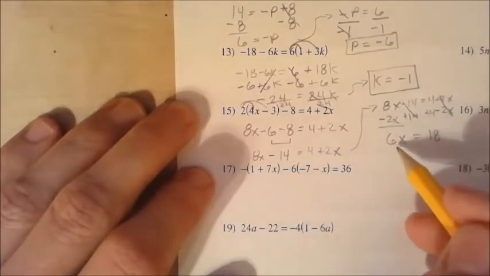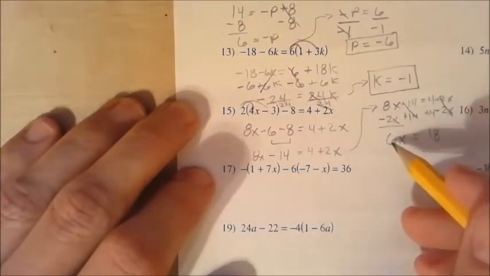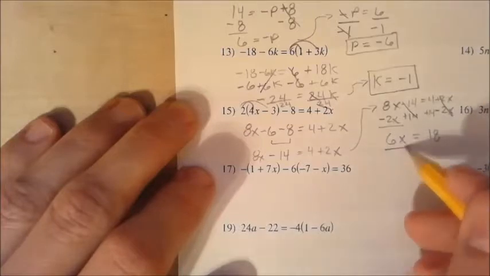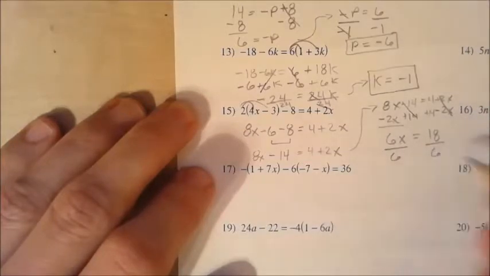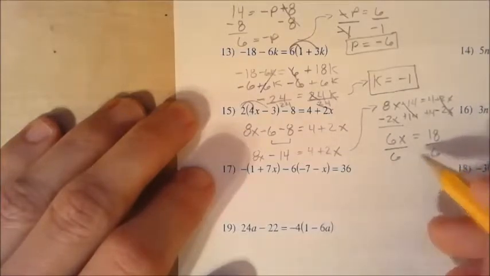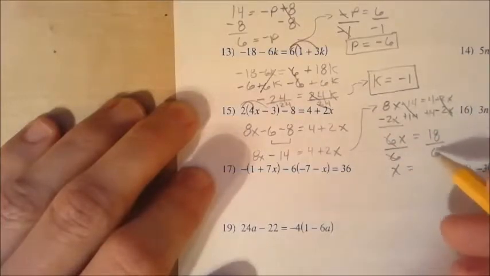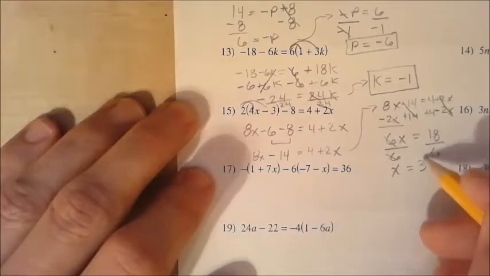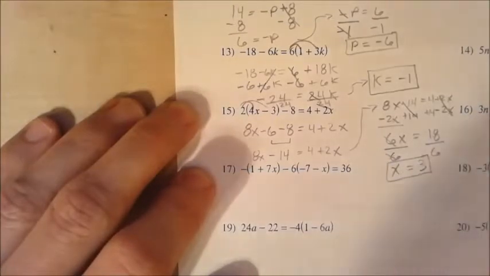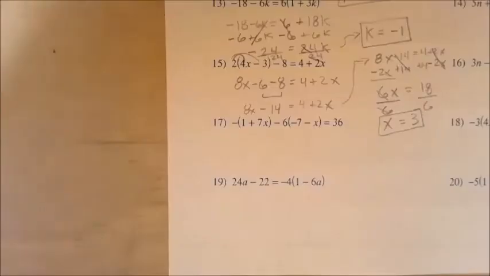Now I need to do my final step to get x by itself and do the opposite of multiplying 6 to x, which is dividing x by 6. And I have to do it to both sides to balance my equation. And that gives me x is equal to 6 going into 18 3 times. And there is my answer.